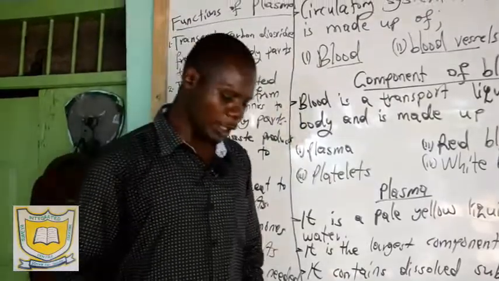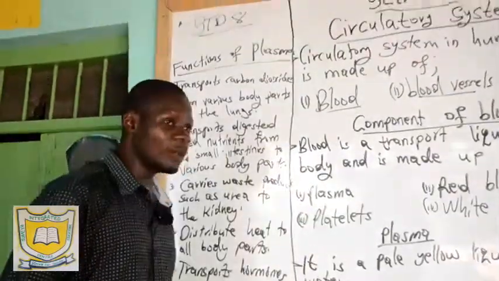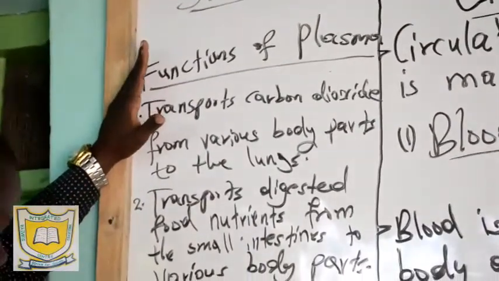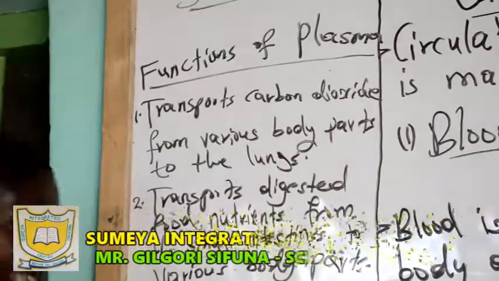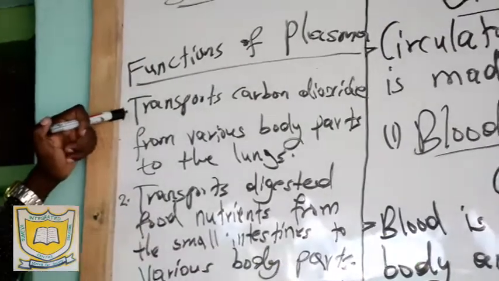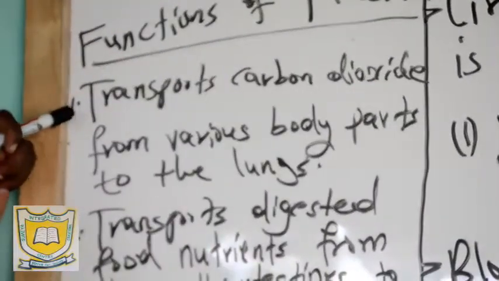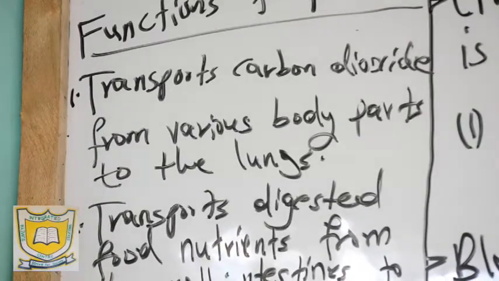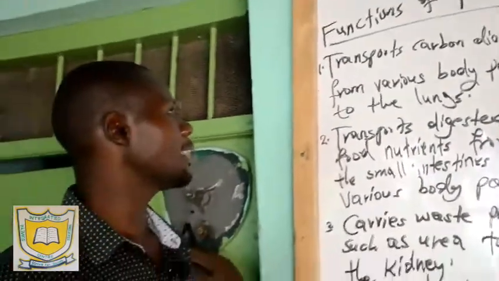Now, what are the functions of plasma? We have said this is the liquid part of blood, and it is the largest part of the blood, which is pale yellow in color, and the main functions of plasma are highlighted here. They are 5 in number. Number one, the plasma is the main transport system in the blood. It transports carbon dioxide from various body parts to the lungs. You understand, when carbon dioxide accumulates in the body, it becomes toxic, which is very poisonous. It can bring complications, and it might lead to death.